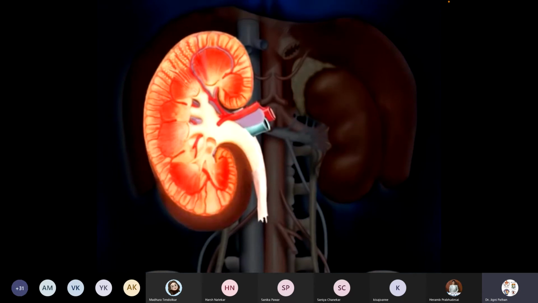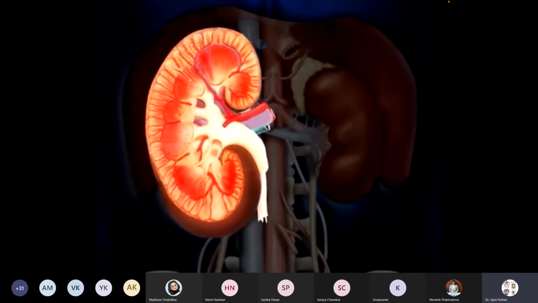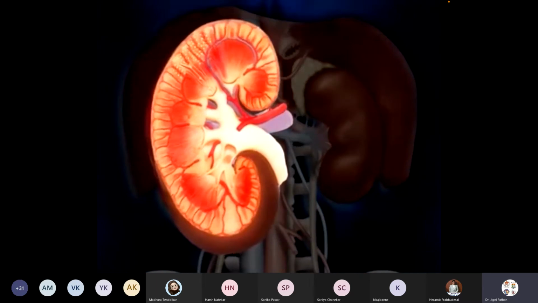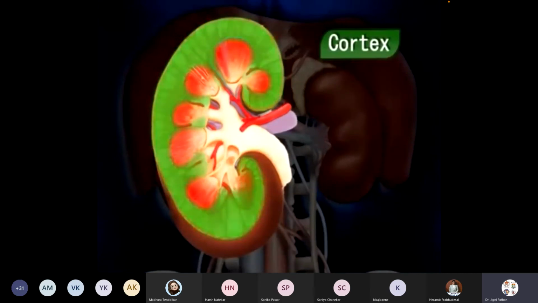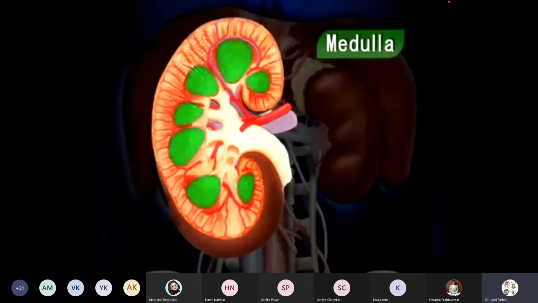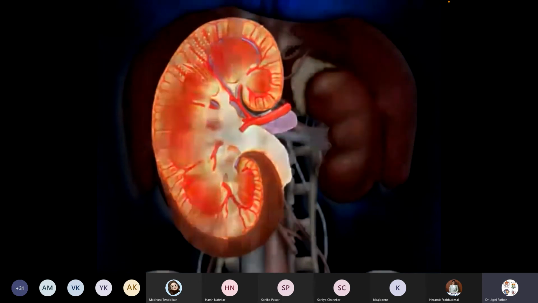A fibrous capsule surrounds the kidney. Inside the kidney, there are two zones, the cortex and the medulla. The cortex is a reddish-brown layer of tissue below the capsule, whereas the medulla is a form of pale conical-shaped striations.